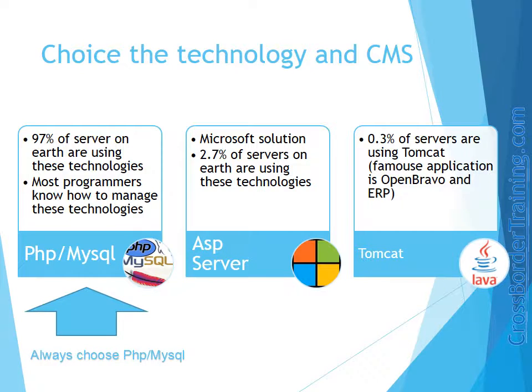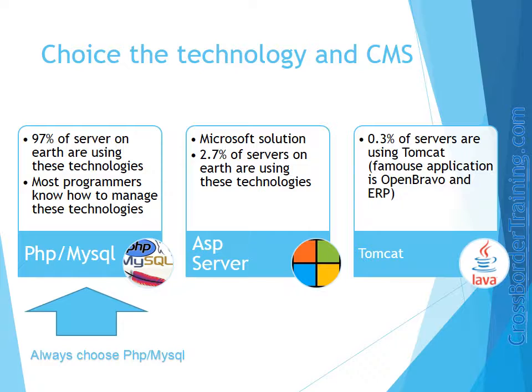So when you're selecting the CMS, the content management system, you of course need to know which technology is behind it. There are mostly three kinds of technology on the internet. These are the main technologies, and if you take one CMS in a specific technology, you cannot put it in another one. There is PHP, MySQL. PHP is the most classic. Everyone knows PHP. Every programmer knows PHP.